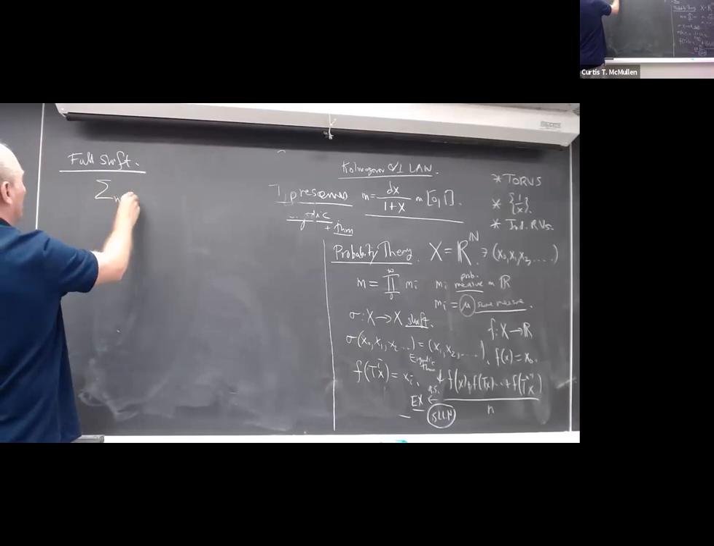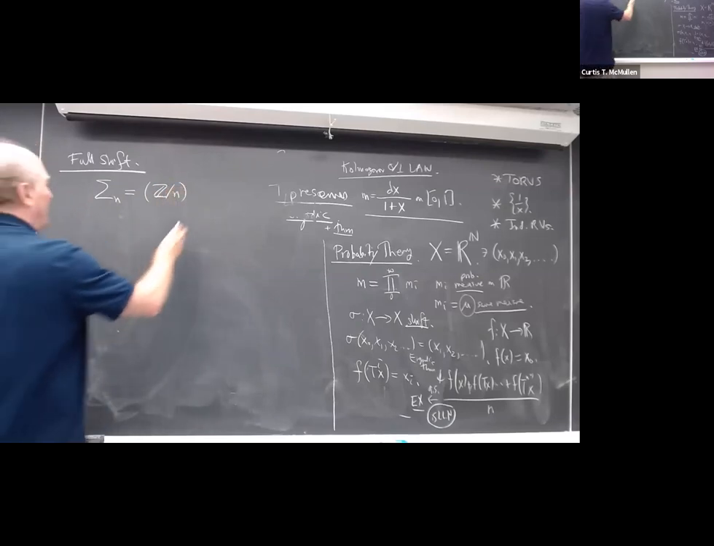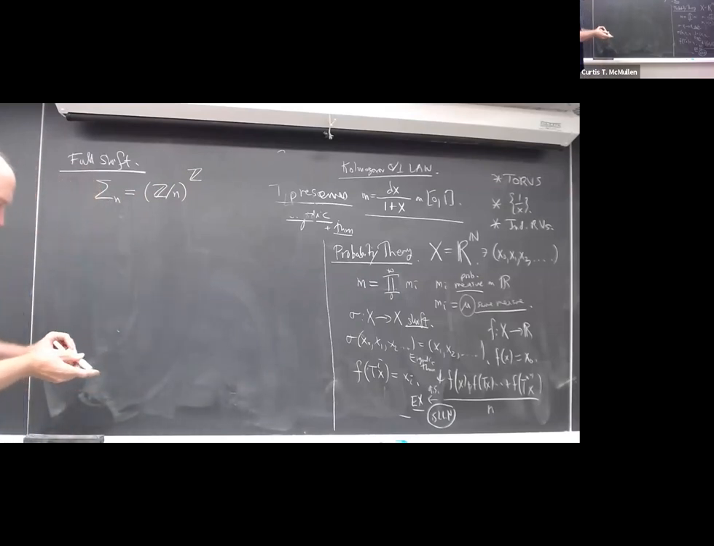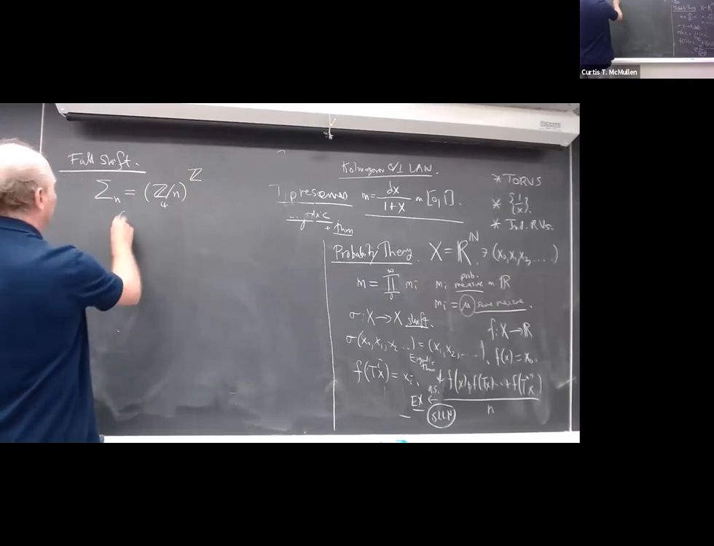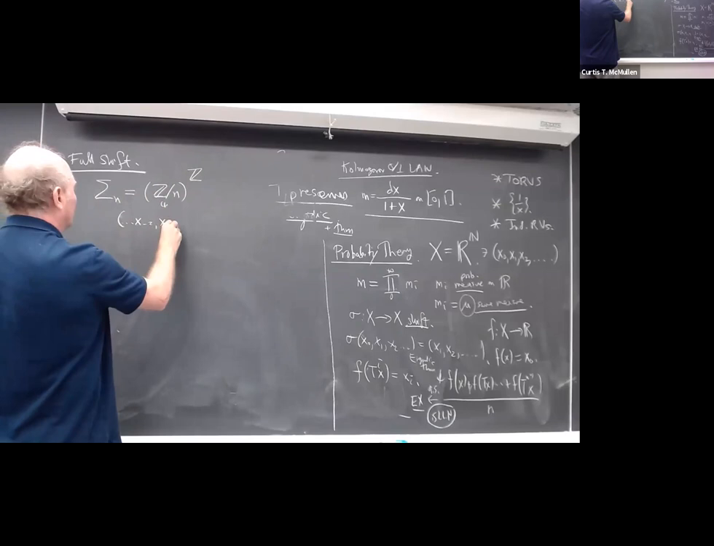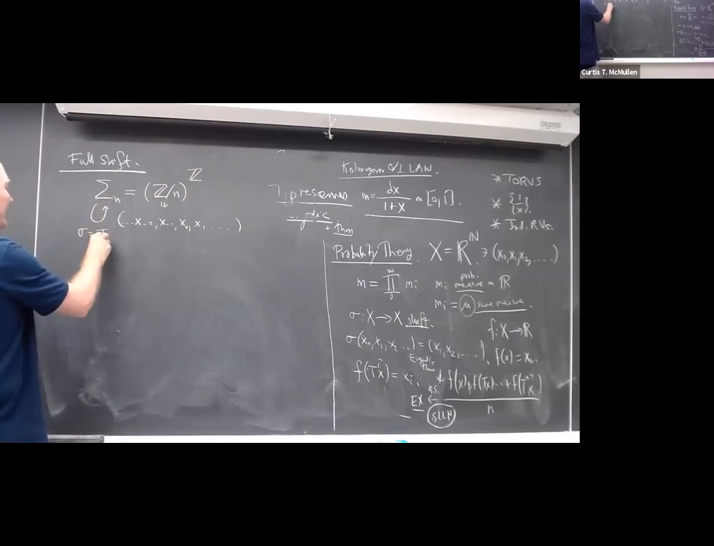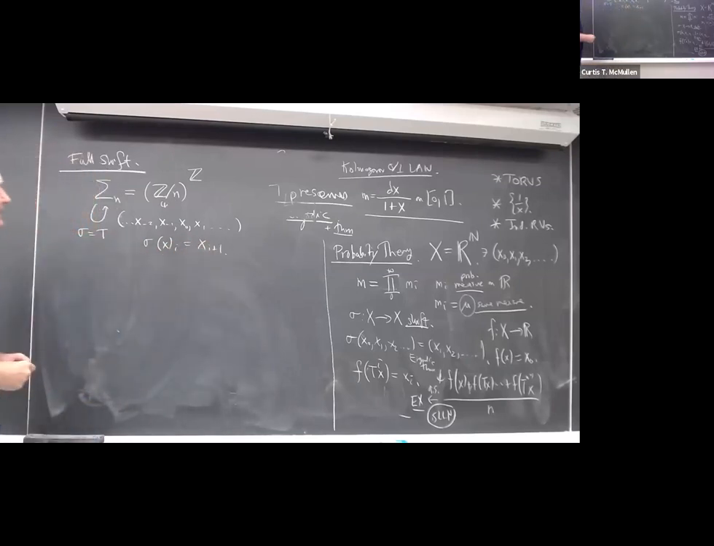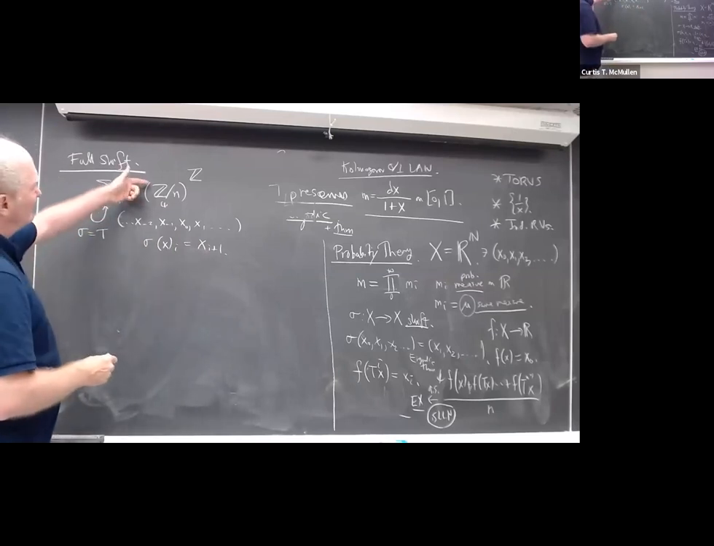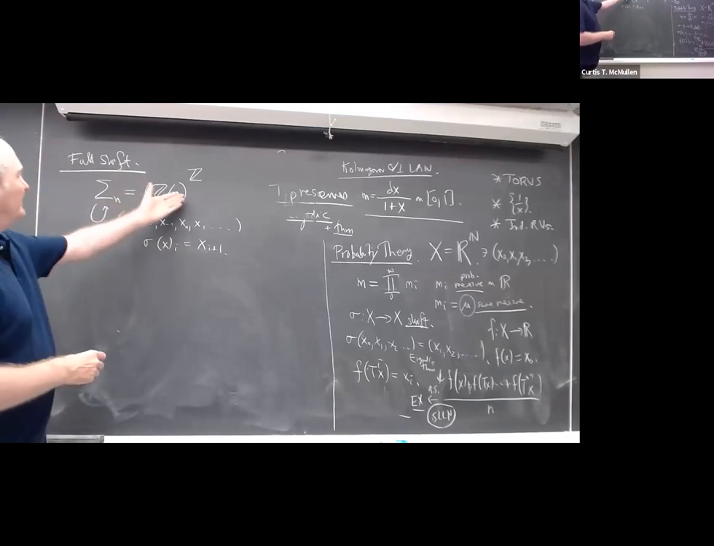The full shift on n symbols can be thought of as you take Z mod n, or any other set of cardinality n, to the Z. So this is just a sequence of numbers which range from 0 to n minus 1, but bi-infinite. So an element here has values x_-2, x_-1, x_0, x_1, etc. And now the shift, which will be our transformation T, is a bijection. So sigma of x at i is x at i plus 1. And our measure is uniform measure on Z mod n, and then the product of those measures.